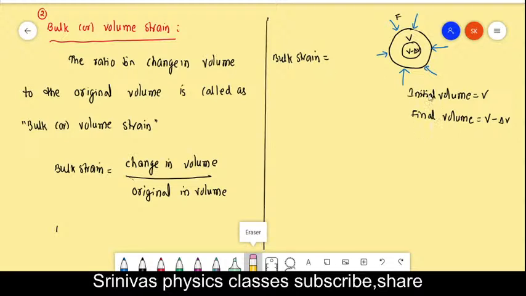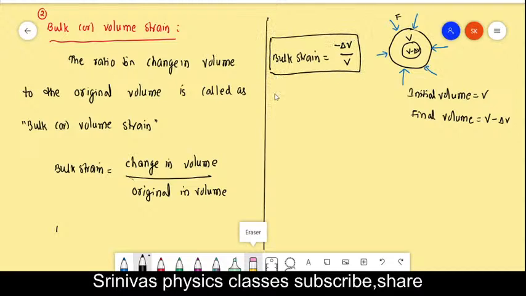Bulk strain is the change in volume. What is the change in volume in this figure? Initial volume is V. Final volume is V minus delta V. Change in volume is minus delta V, by original volume V. Original volume means initial volume. This is the formula for the bulk strain. Bulk strain is the change in volume by original volume.